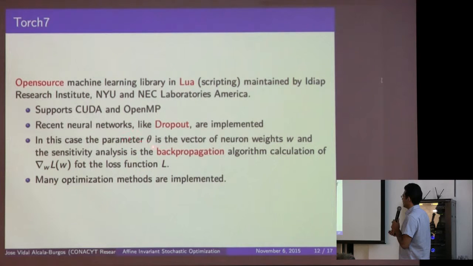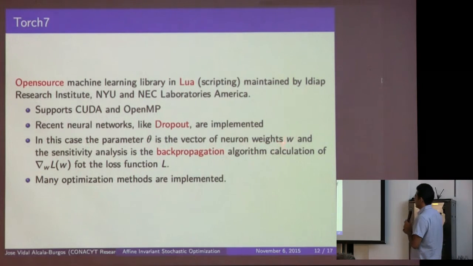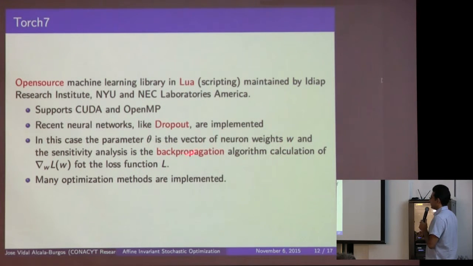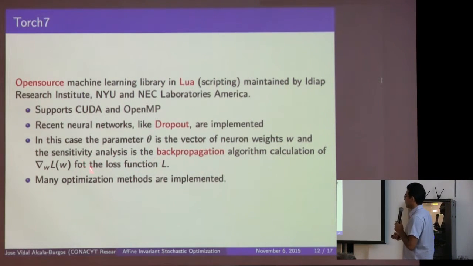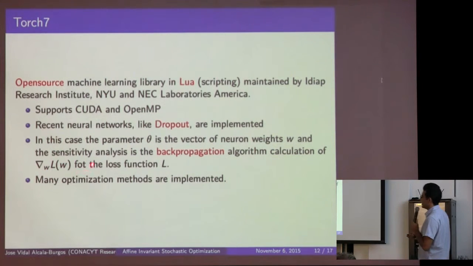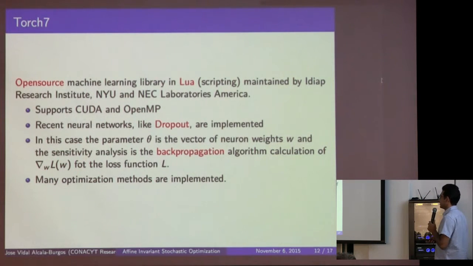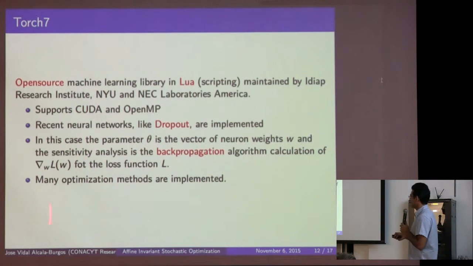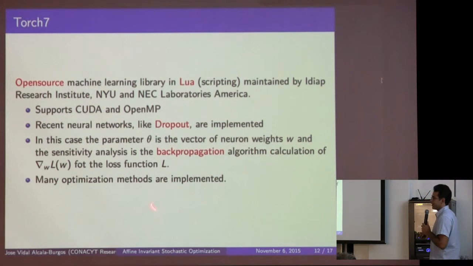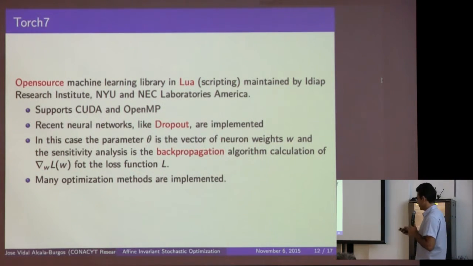And, well, of course, the parameter theta is just the weights for the neural network. And the sensitivity analysis is just the back propagation algorithm for the model, right? So we just take the gradient of our loss function with respect to the weights. And best of all, many optimization methods are implemented, right? So if you have a new optimization method, you just program it, put it in the library, and then you can run it with yours.